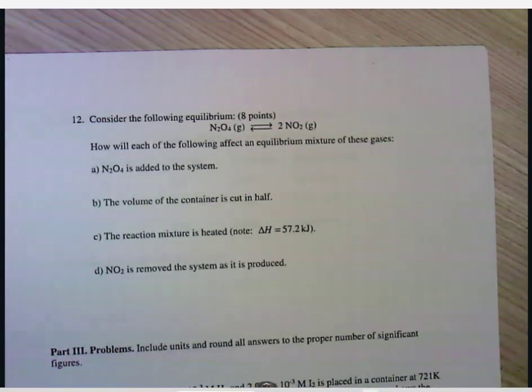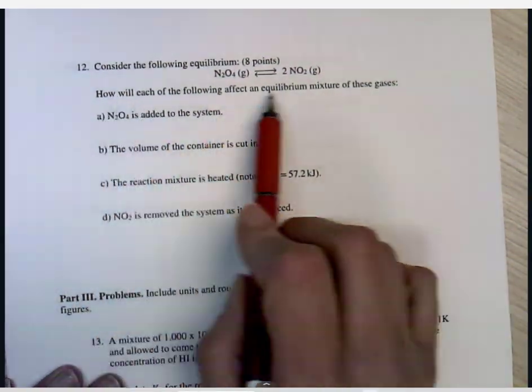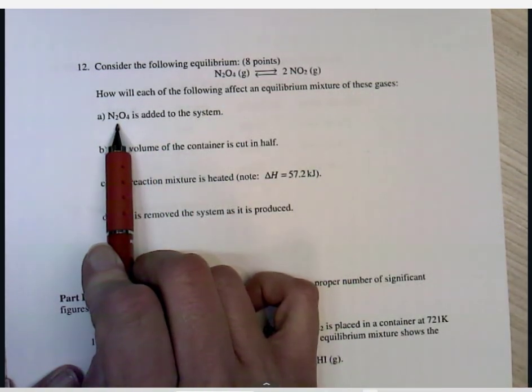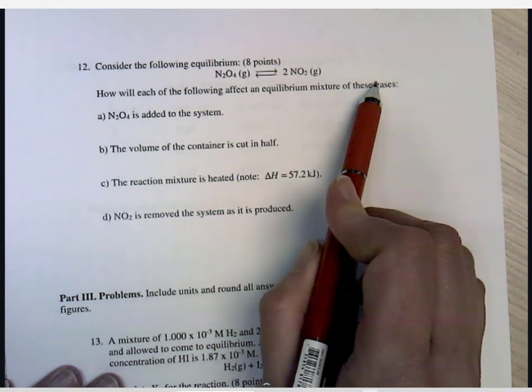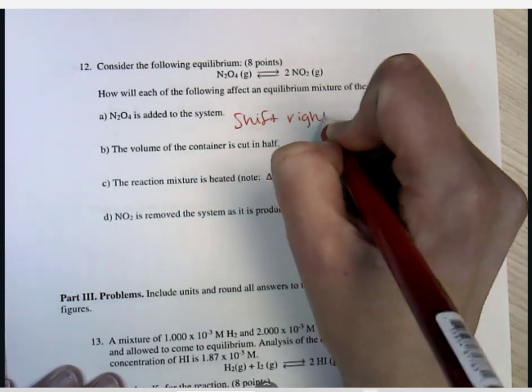All right, we've got a Le Chatelier's principle question. It says, how will each of the following affect an equilibrium mixture? What if N2O4 is added? I see N2O4 right here, it's a reactant, so if I have too much reactant, it will shift to the right to make more product.